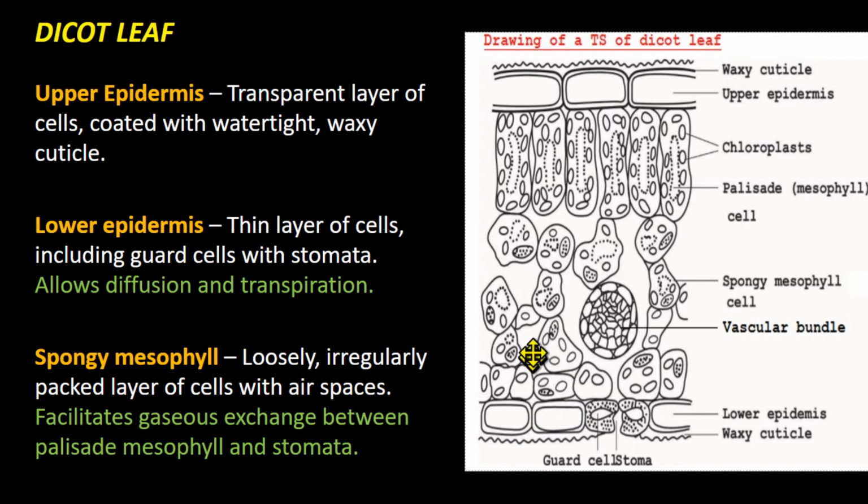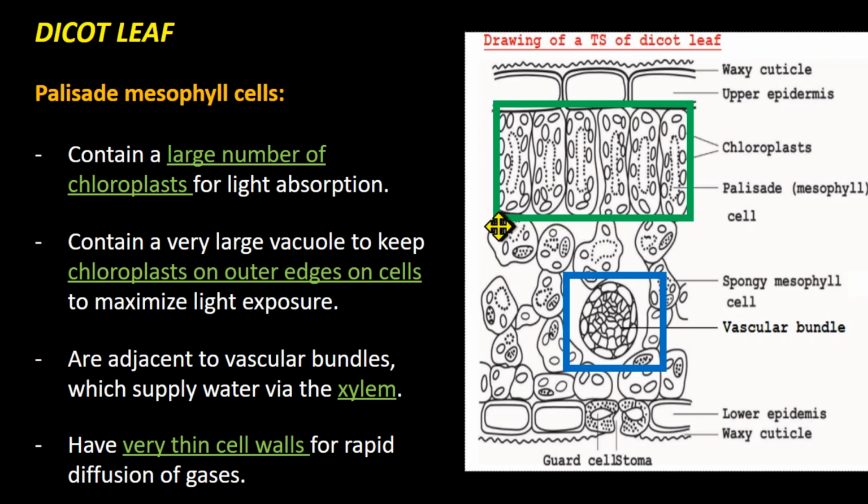Spongy mesophyll cells, which are above here, are a loosely, irregularly packed layer of cells with lots of air spaces. This would facilitate gaseous exchange between the palisade mesophyll, which is here, and the stomata here. In the box in green, these are the palisade mesophyll cells. This is where the party's going on. This is where most of the photosynthesis is taking place.